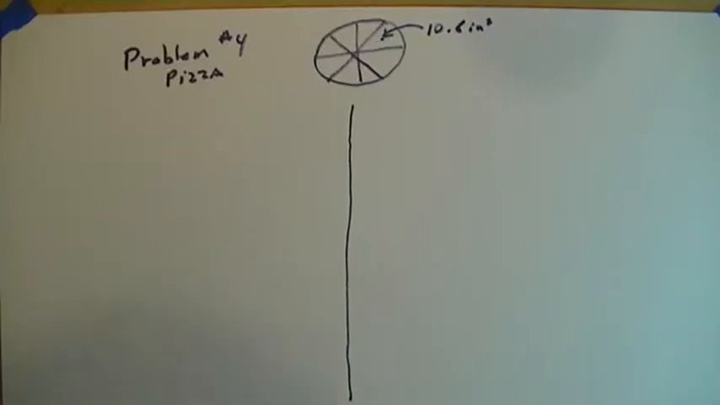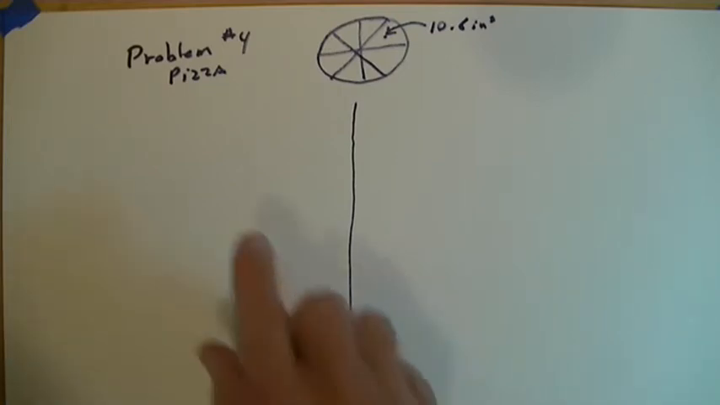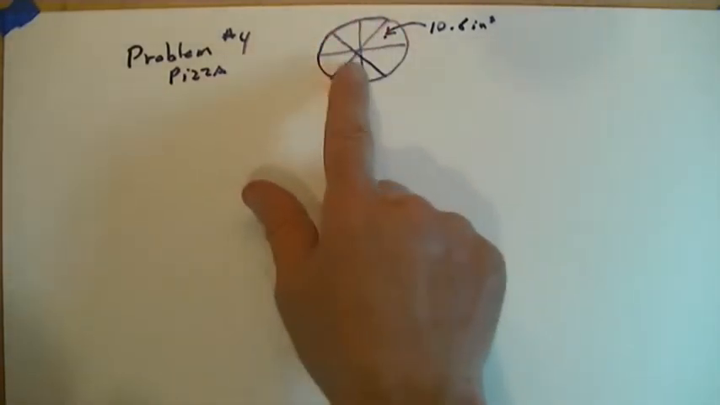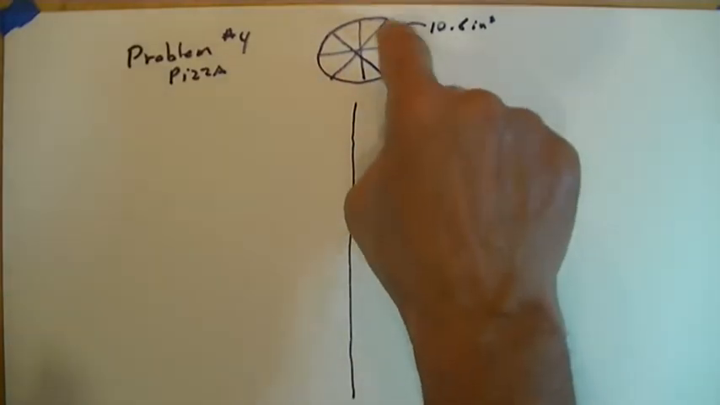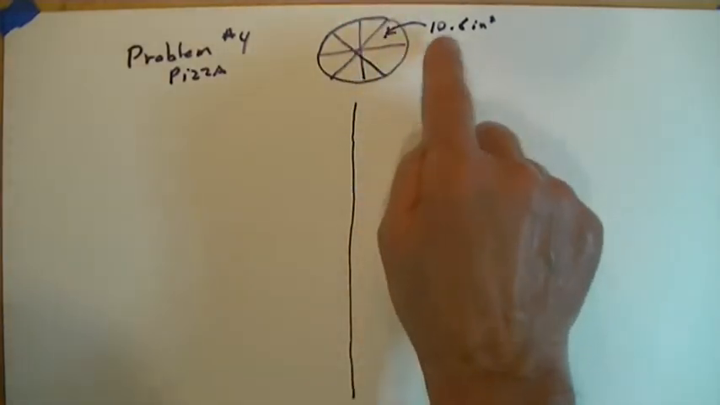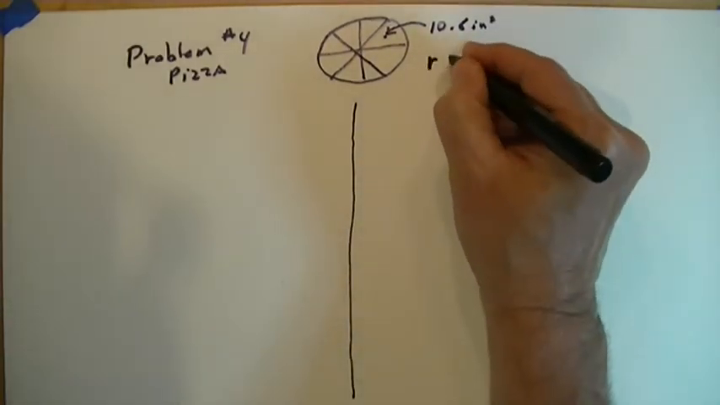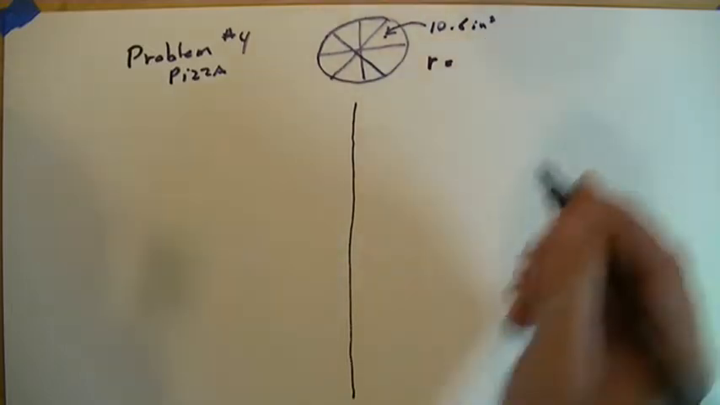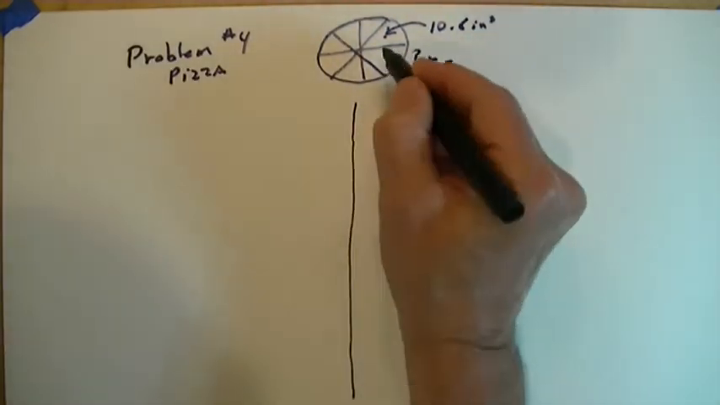Okay, this is problem number 4 in the trigonometry final review, practice final, whatever you call it. It basically states that you have a pizza cut into 8 equal pieces, and each sector, each pizza slice, has an area of 10.6 inches squared. And it wants to know what is the radius. This is the big question. What is the radius of this thing?